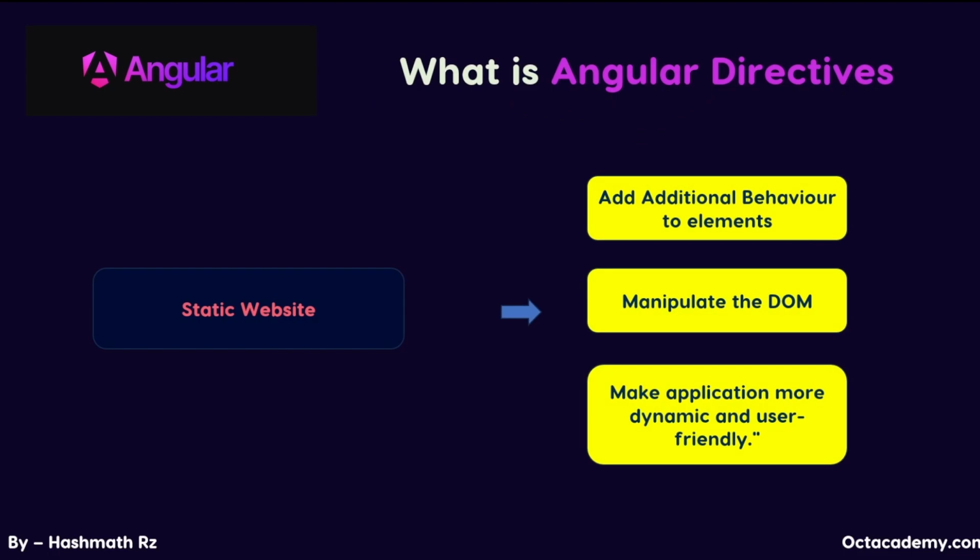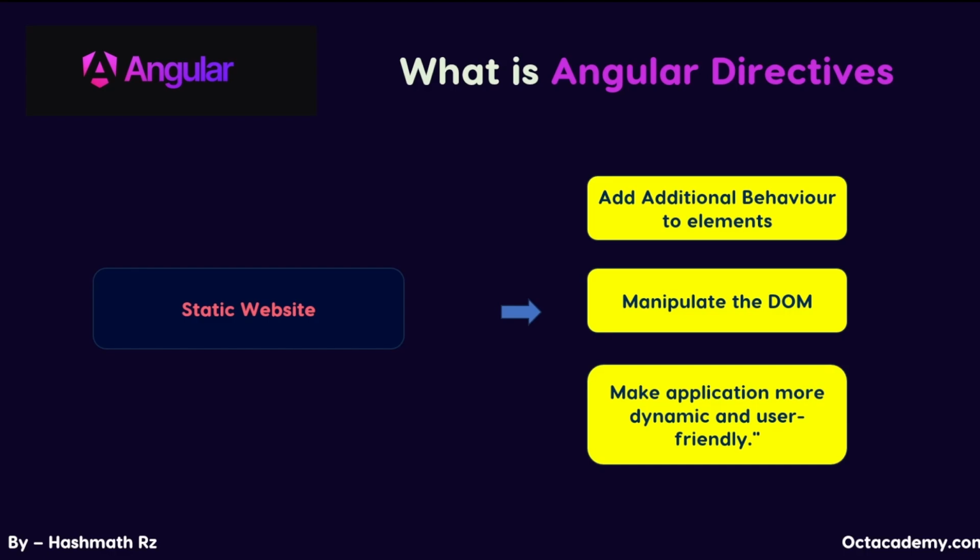Well, Angular directives are classes that add additional behavior to elements in your Angular applications. They allow you to manipulate the DOM, which is the document object model, directly. This is important for creating dynamic and interactive web applications. So why are directives so important in Angular applications?